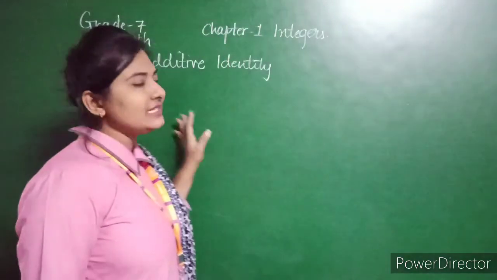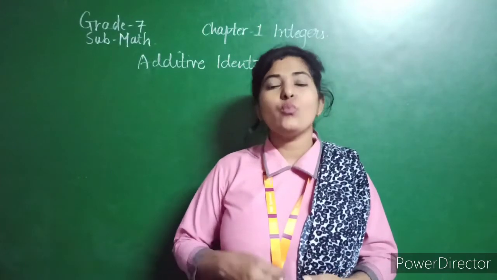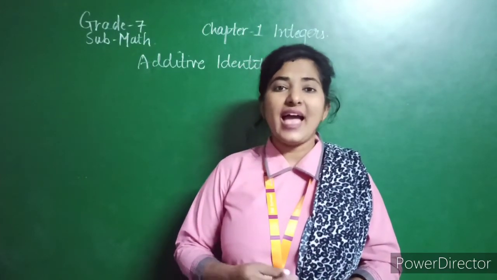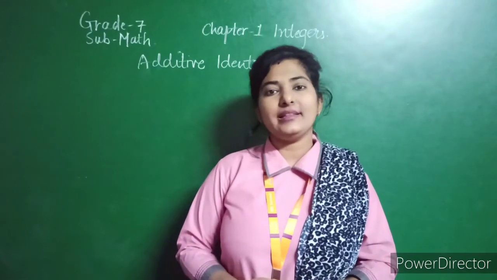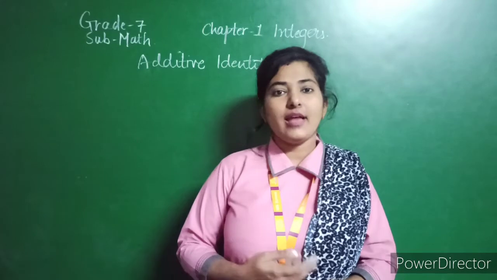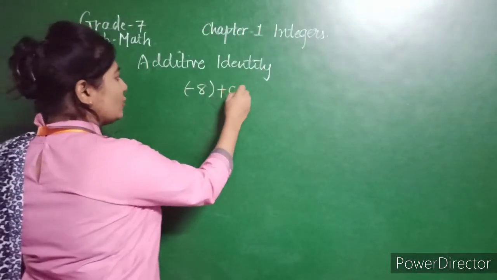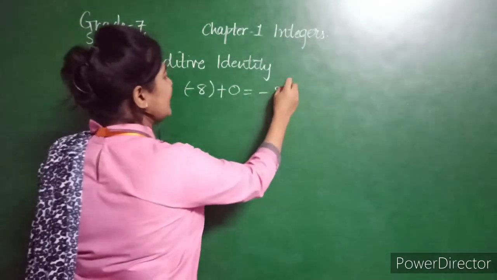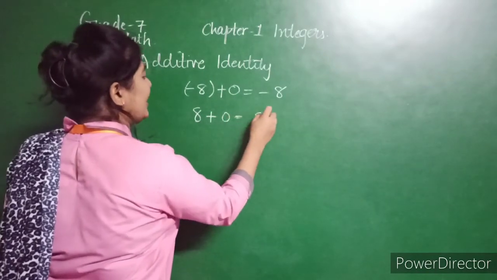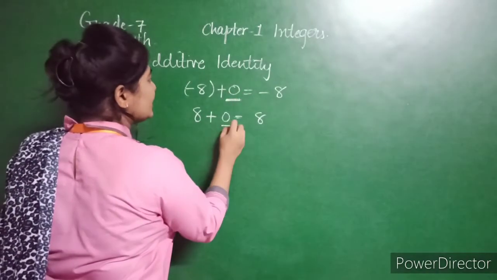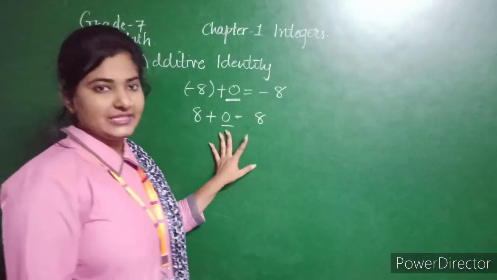Additive identity means when you add 0 with any whole number, you will get the same number. Like if you are adding -8 with 0, you get -8. If you are adding 8 with 0, you get 8. It means 0 is the additive identity here.